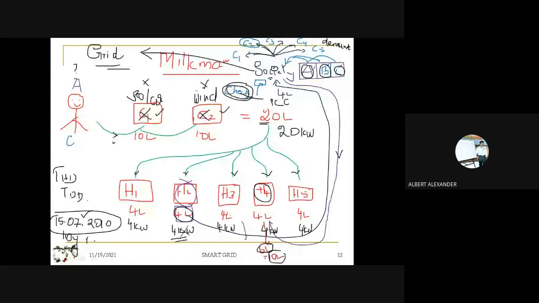So that is the reason we are making a smart grid. What is a smart grid? A smart grid is a data-enabled microgrid. Okay, so now I'll explain what a smart grid is.